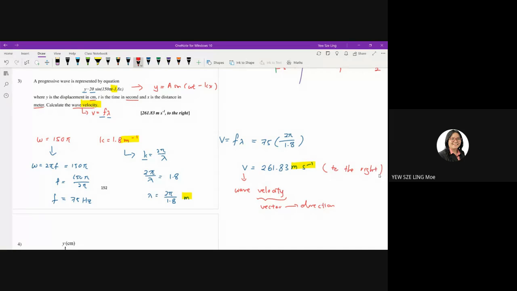Okay, to the right. So for previous questions, the reason why we didn't state the direction is because the question was asking for wave speed. Speed is a scalar quantity, you don't need to state its direction. But now you're looking at wave velocity. Velocity is a vector quantity, therefore you need to state its direction. All right? So that's it. Okay, that is question 3. Very simple. The thing you have to be careful about is just the direction. You need to take note of the direction.